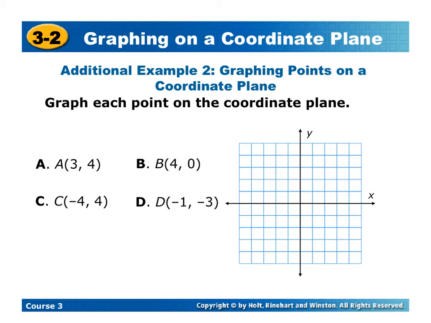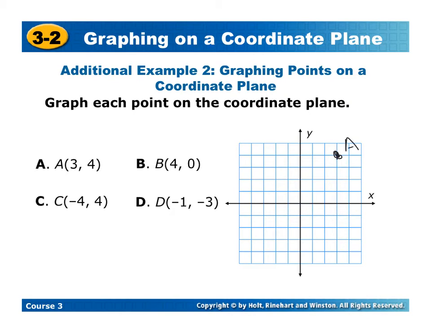Now we have an example where we are given the ordered pairs, and we need to graph those. I'm going to start with letter A. Letter A is the ordered pair 3, 4. Remember, I'm always going to start at the origin first. I have a positive 3, so I'm going to go to the right 3, and then up 4, and that is where I'm going to graph my point.